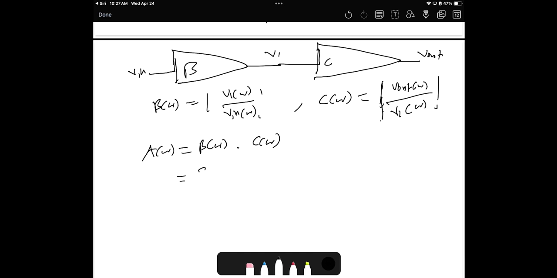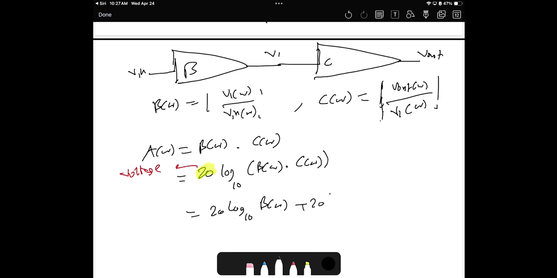So if you need to find the log, because this is voltage, that's why we use 20. Since it's voltage, 20 log base 10 of B of omega times C of omega, then since it's multiplication, it can be distributed as 20 log 10 B of omega plus 20 log 10 C of omega. Again, why did I use 20, not 10? In the previous examples I used 10. Those were related to power, while this example was related to voltage. Okay?